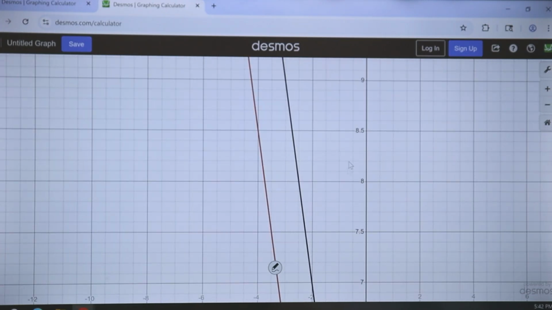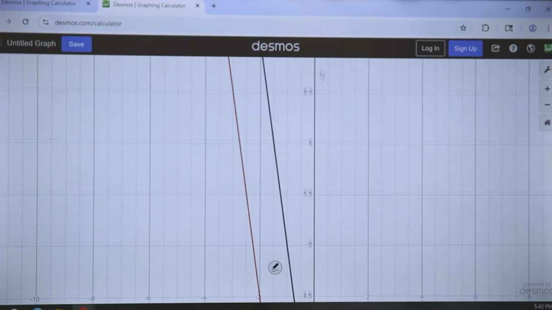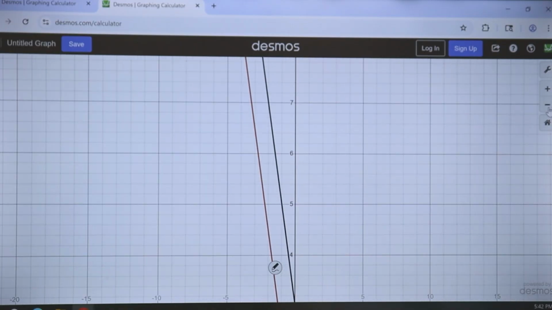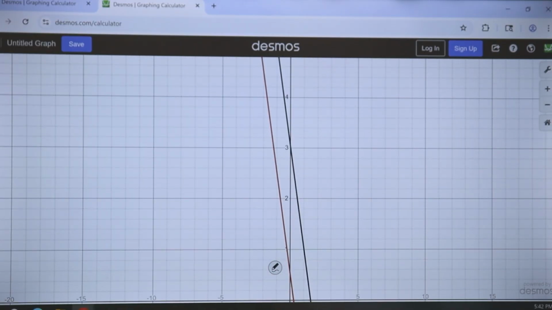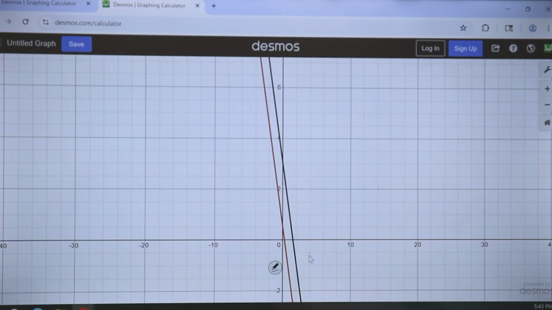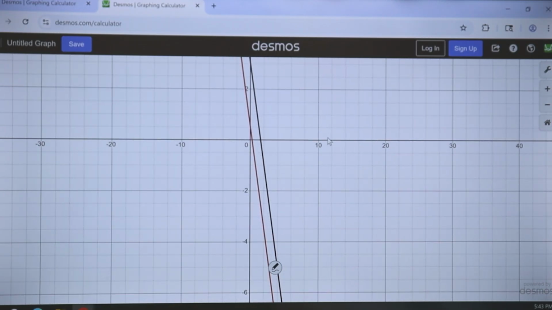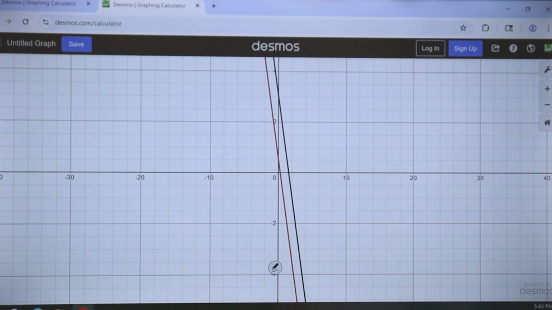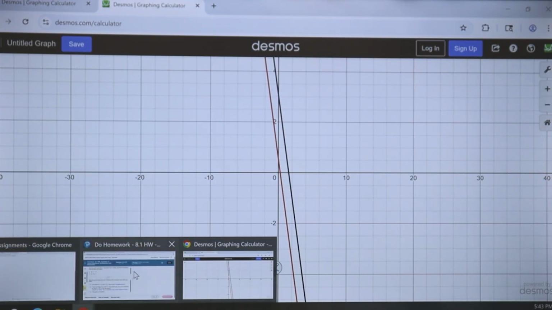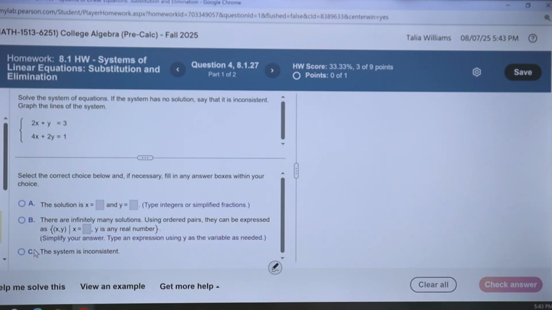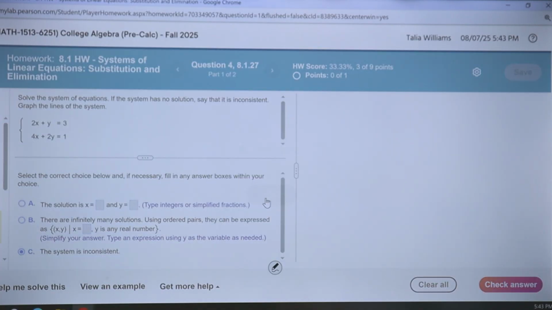these two are parallel. So remember, when the lines are parallel, I zoomed in real far. I just wanted it to not be huge numbers. When they're parallel, it's inconsistent because the solution is where they cross or touch. When they touch and they're the same exact line, that's when there is infinitely many. When they never touch, it's inconsistent. I do think we're going to have to graph these.